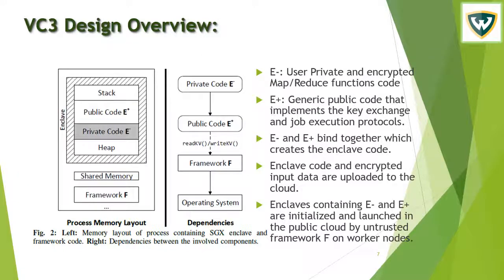Here we have the VC3 design overview. In VC3, a user implements MapReduce jobs in the usual way. The user writes, tests, and debugs map and reduce functions by using C++ development tools. When the map and reduce functions are ready, the user compiles and encrypts them, obtaining the private enclave code referred to as E-.